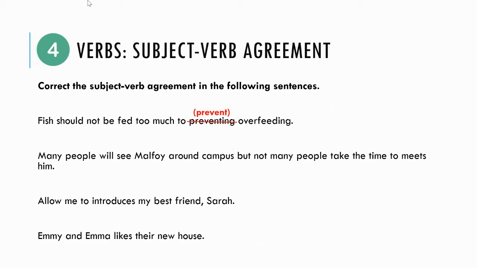In the first example, preventing should be prevent. In the second example, meets should be meet. In the third example, introduces should be introduce. In the fourth example, likes should be like. Notice how each of these sentences was corrected to the proper singular or plural form.